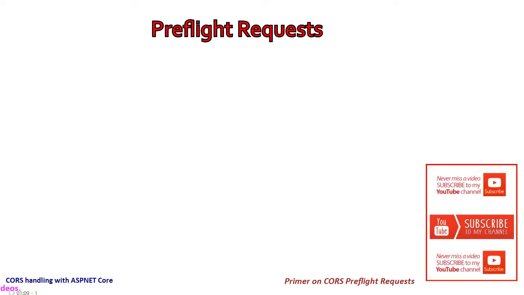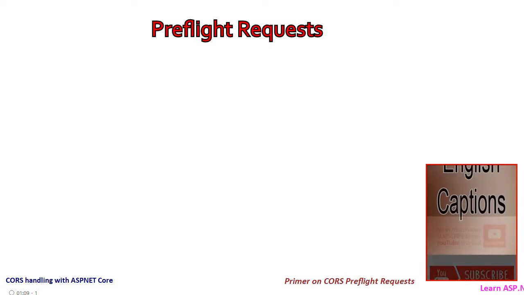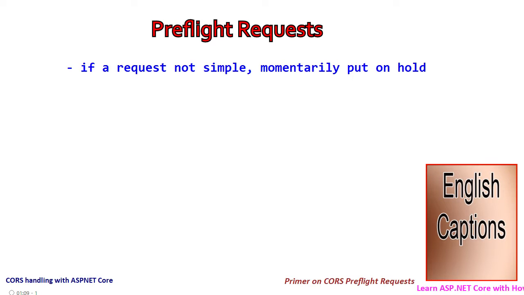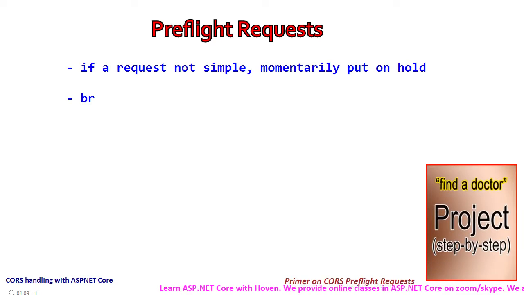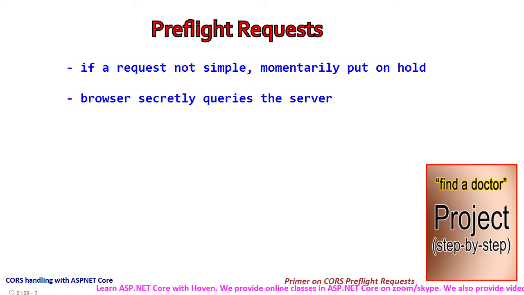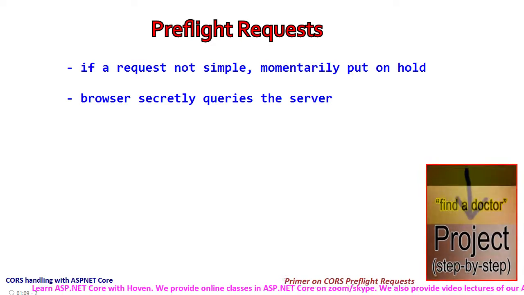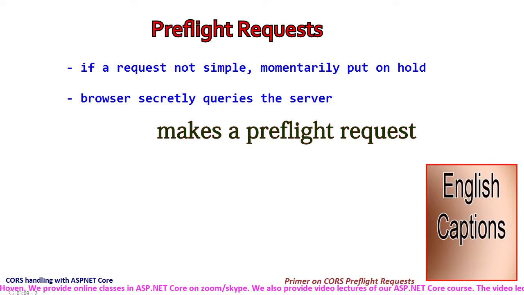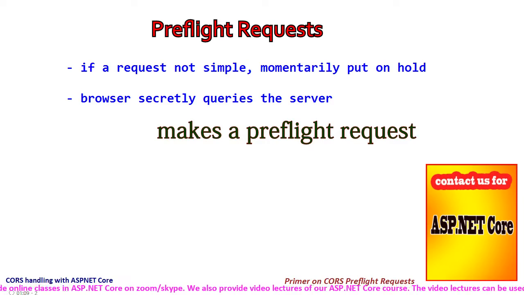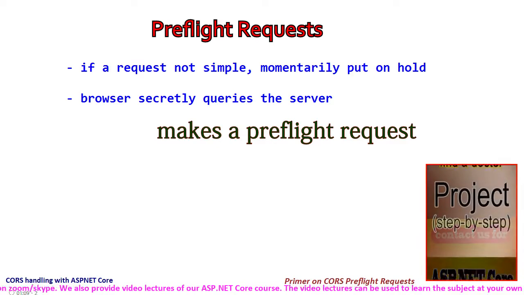A cross-origin request that doesn't meet the requirements of a simple request is momentarily put on hold because it could have implications for user data. The browser first secretly queries the server if it is safe to send that request. It makes a pre-flight request. So a pre-flight request is a peek into the willingness of the server.